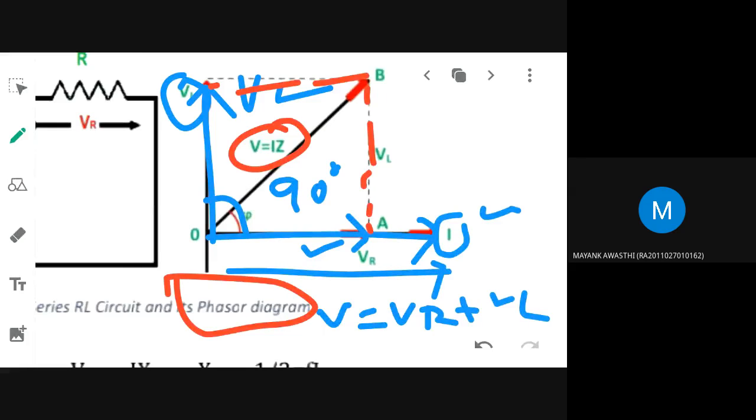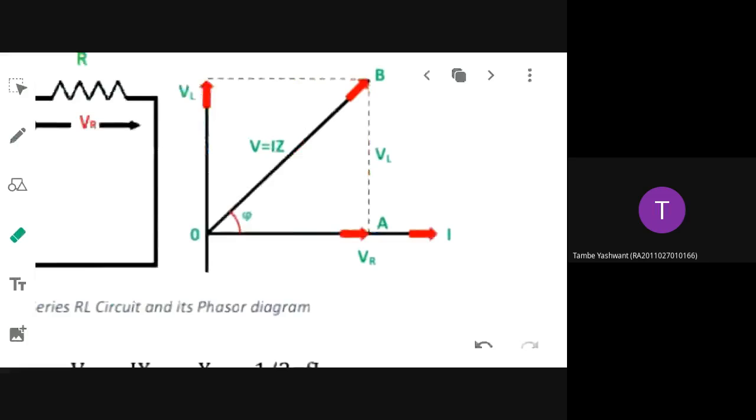You have understood how this diagram is drawn and all the phasors are being represented? Yes. What about the rest in class? All understood? Yes, ma'am. Only 3 or 4 yeses I am hearing. What about the rest in class? Yes, ma'am.